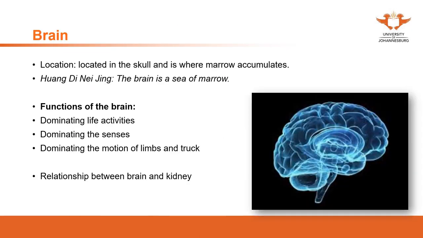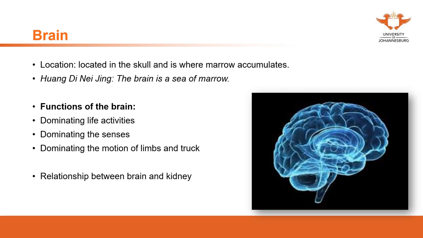First, the brain is located in the skull and is where the marrow accumulates. The brain is quite tricky. You will see the functions of the brain: dominating the life activities, dominating the senses, dominating the motions of the limbs and trunk. From the Huang Di Nei Jing, the brain is described as the sea of the marrow, because the marrow accumulates in the brain, and from the function of dominating the life activities.